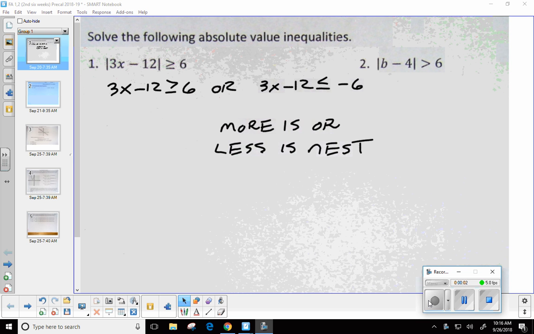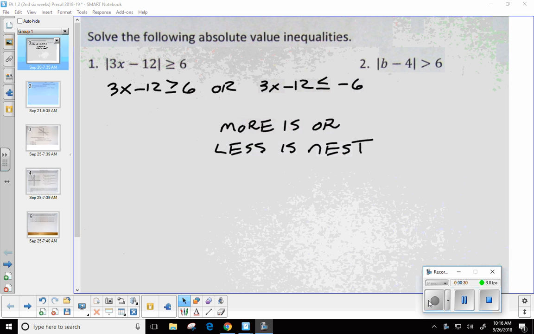Okay, so this is our second focus activity for the second 6 weeks. Now, this is the first one, last week when Miss Stone was talking to you guys about it. She introduced the idea "more is or, less is nest," because we wanted to go ahead and remind you about absolute value inequalities. And some people were really confused about the "less is nest" because we haven't seen it yet. Well, that's where this focus activity comes in.